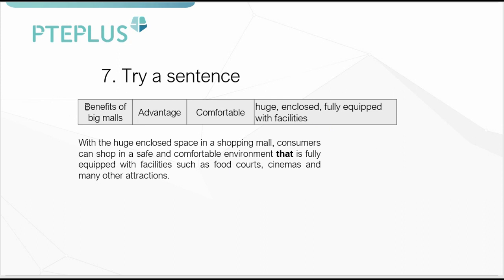Remember, we're talking about the benefits of big malls. We're thinking about advantages, in which case it'd be comfortable, and we're providing some supporting arguments as to why it's comfortable. Let's read the sentence together. With a huge enclosed space in a shopping mall, consumers can shop in a safe and comfortable environment that is fully equipped with facilities such as food courts, cinemas, and many other attractions.